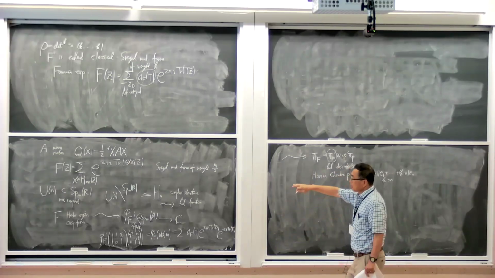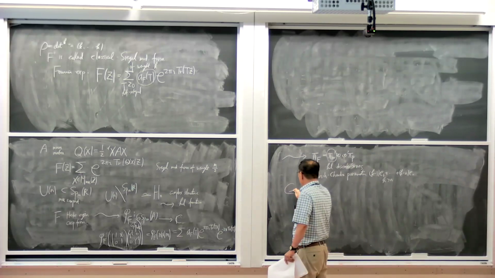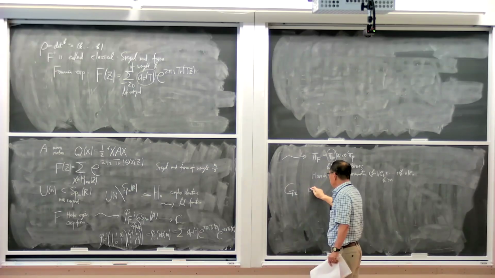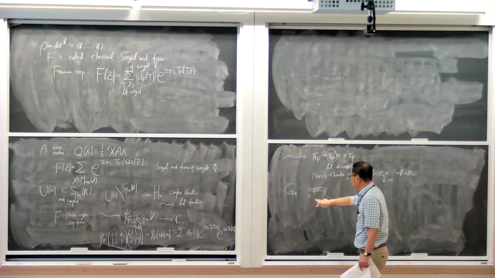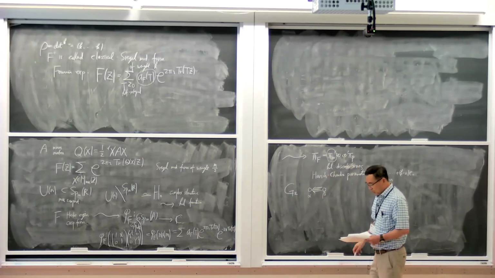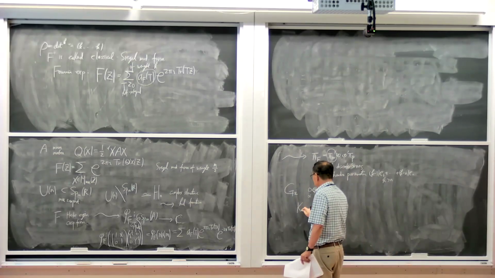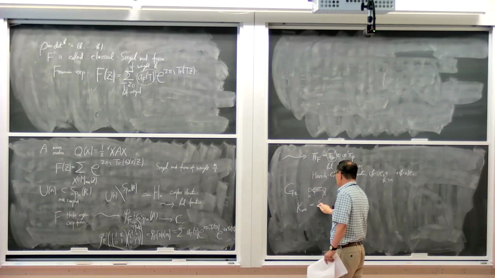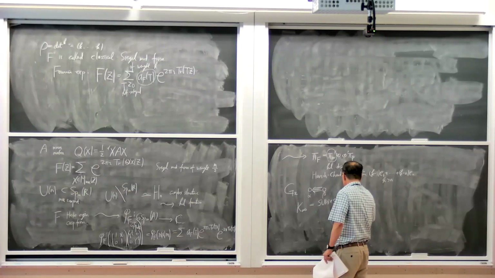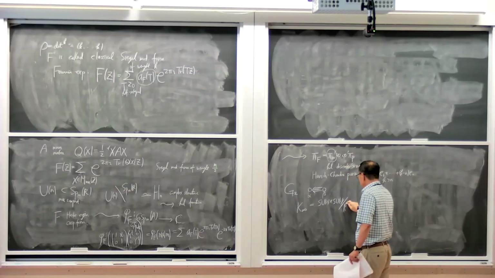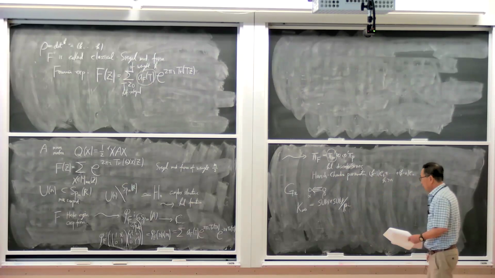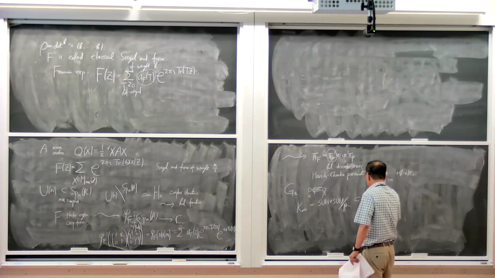So now we want to do a similar thing for the exceptional group of type G2. So G2. So the Dynkin diagram is, so I'll use this notation. So alpha is a short simple root and beta is a long simple root. And in this case, the maximal compact subgroup is SU2 times SU2, divided by plus minus 1. So this is a maximal compact subgroup.